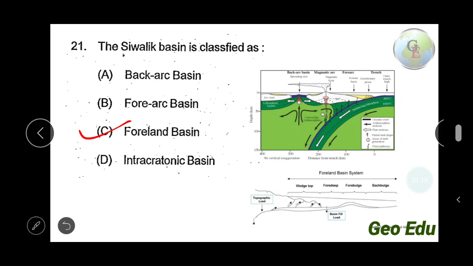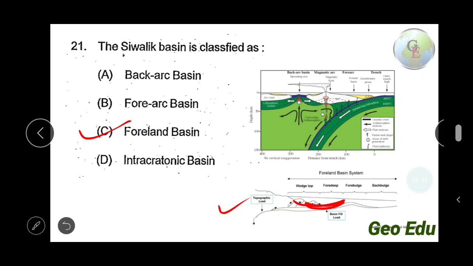As you can see in the second picture, this part is known as the Foreland Basin system, with the wedge-top, foredeep, forebulge and back-bulge. This kind of basin is known as a Foreland Basin. It can occur at the periphery of the orogeny, so it is also known as a peripheral Foreland Basin.